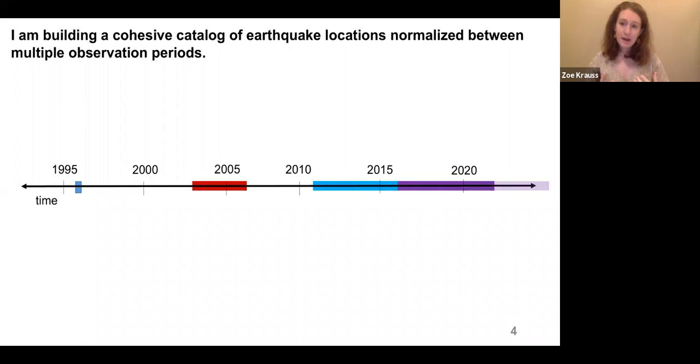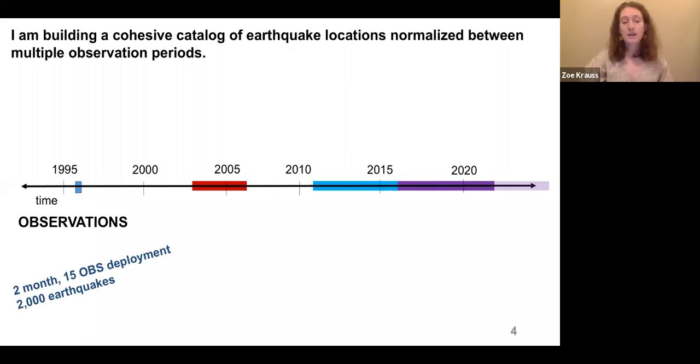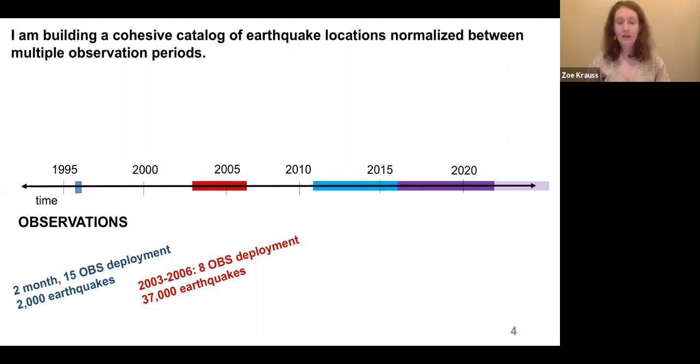So the timeline that I'm working with spans from 1995 up until today. And this is the time that I'll be building a cohesive catalog for. So observations start in 1995 with just a 2-month, 15 ocean bottom seismometer deployment. There was a bit of a break in observation, and then a 3-year, 8 OBS deployment that measured over 37,000 earthquakes in that red time span there.